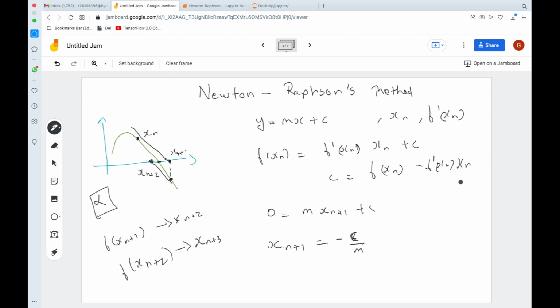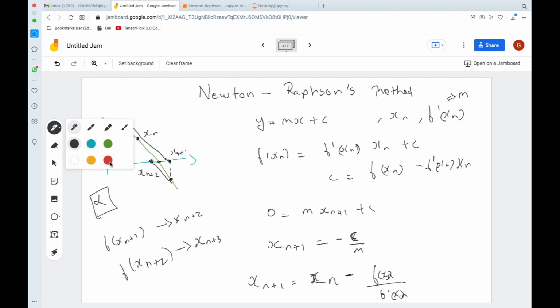So basically this is c and this is m. So if you work it out, you will get x n plus 1 is equal to x n minus f of x n upon f dash of x n. Okay, this is the equation which we get.